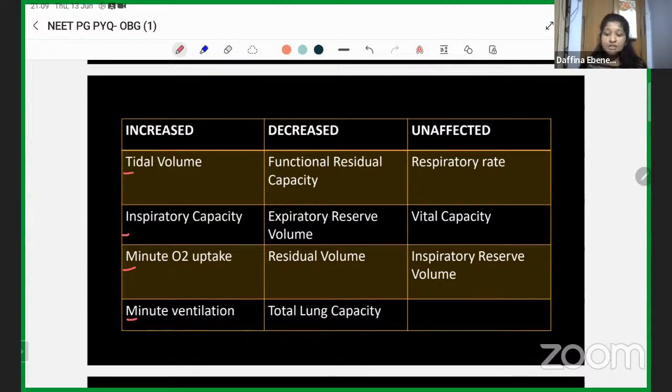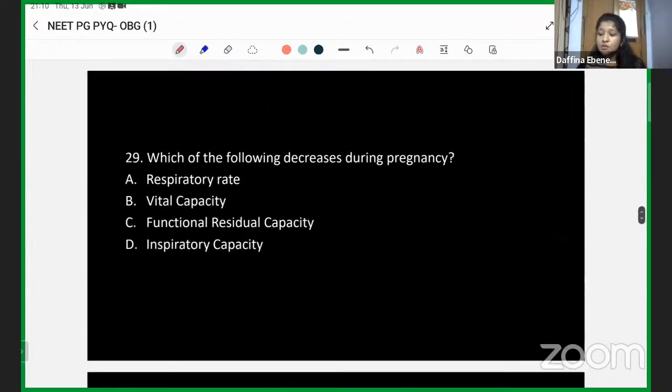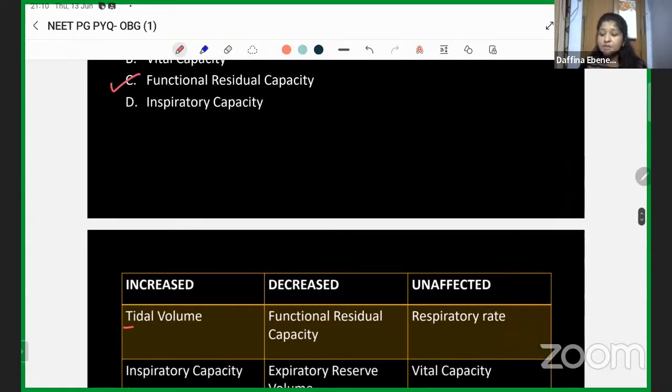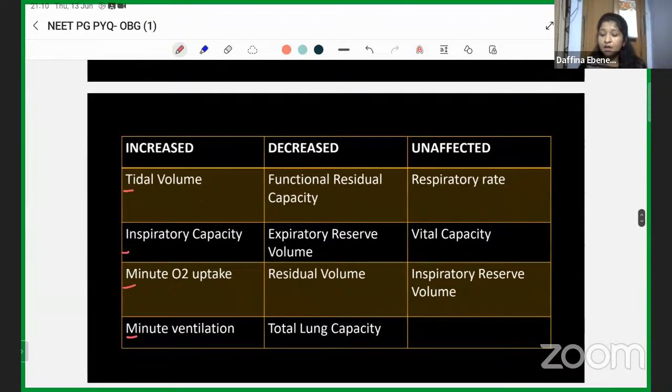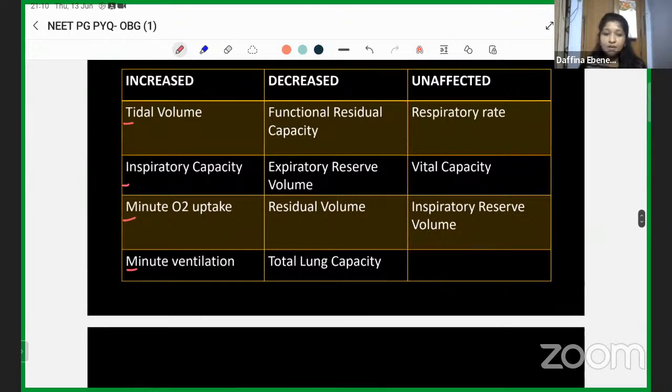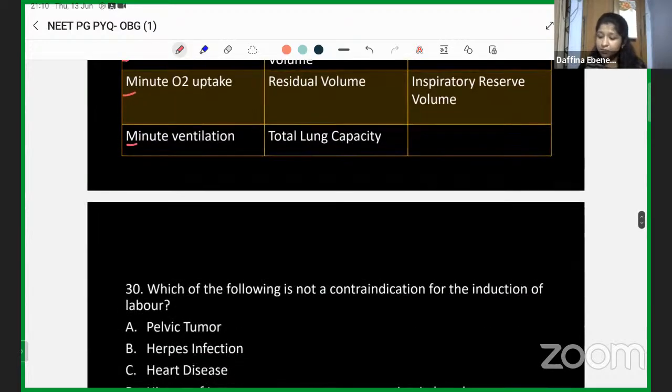What is decreased? Functional residual capacity, expiratory reserve volume, residual volume, and total lung capacity. What is unaffected? Respiratory rate is unaffected, vital capacity is unaffected, and inspiratory reserve volume is unaffected. So what is our question? Which of the following decreases during pregnancy? The functional residual capacity decreases during pregnancy. Respiratory rate and vital capacity will remain unchanged, and your inspiratory capacity is going to increase during pregnancy. So this is an important table. You have to remember this table to answer that question.